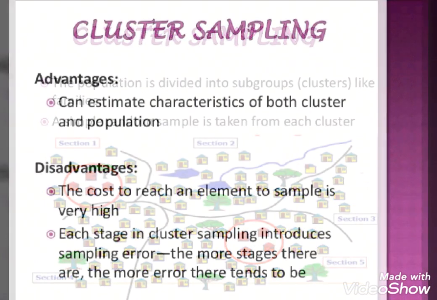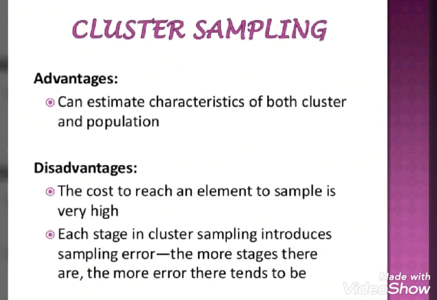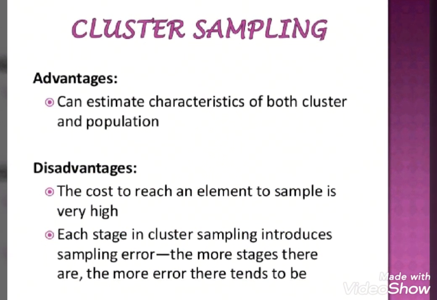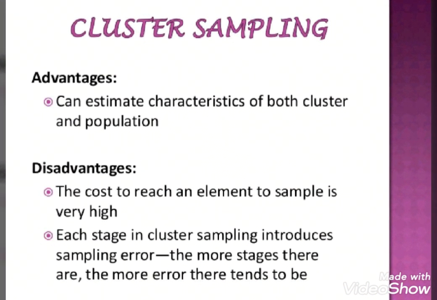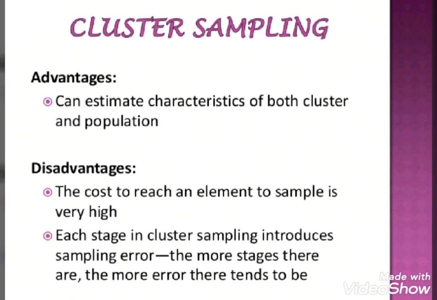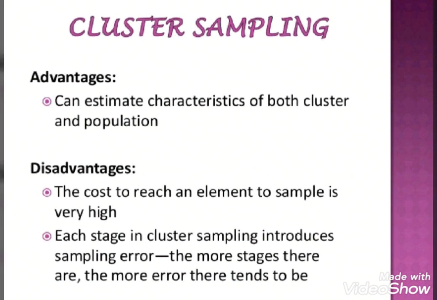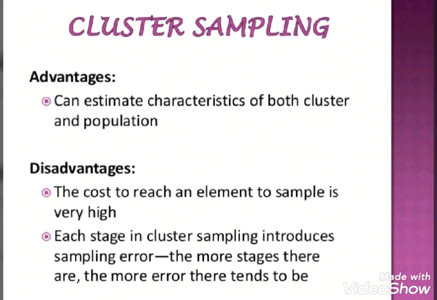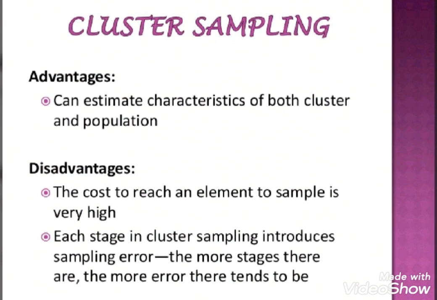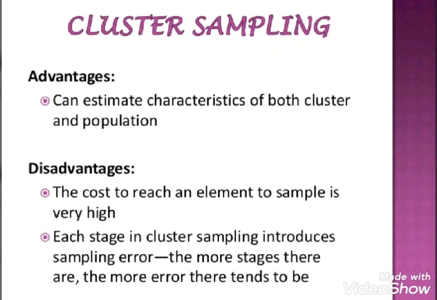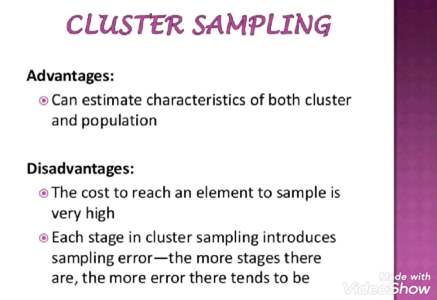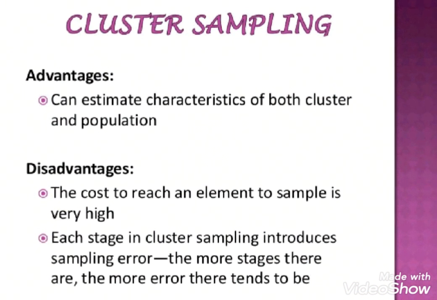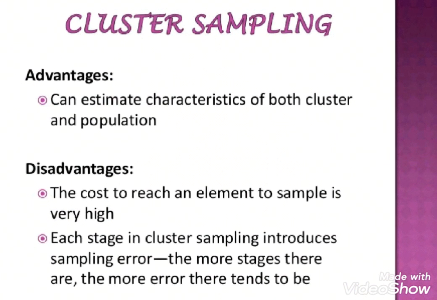The advantage is that you can estimate characteristics of both the cluster and the population. When you are dividing into clusters, you can easily recognize their characteristics. Disadvantages are that the cost to reach an element to sample is very high, so it may cost a little more than other sampling techniques. Then each stage in cluster sampling introduces sampling error. The more stages there are, the more error there tends to be. So whenever you are moving stage by stage, cluster sampling may lead to some errors.